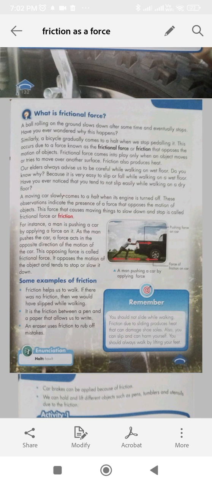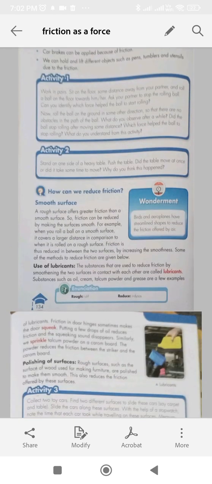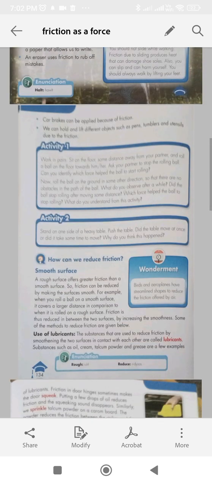Now we are going to the next page, which is page number 134. Car brakes can be applied because of friction. He can hold and lift different objects such as pens, tumblers, and utensils due to the friction.